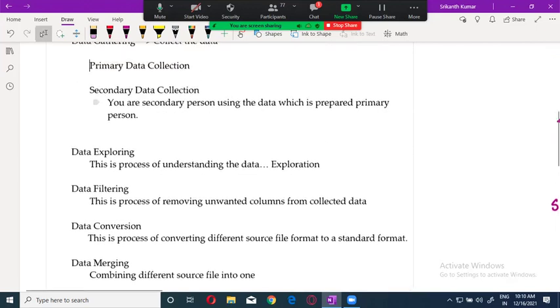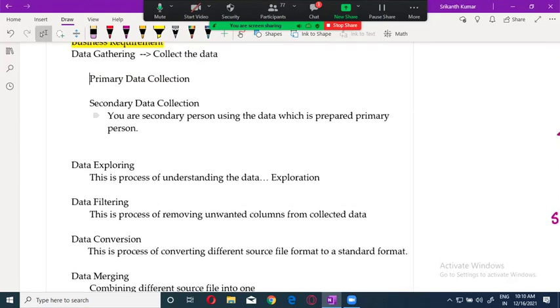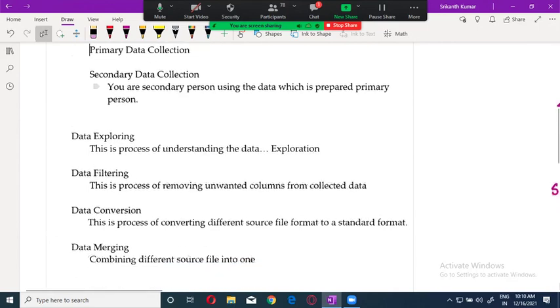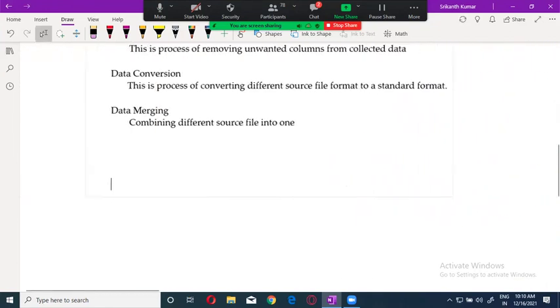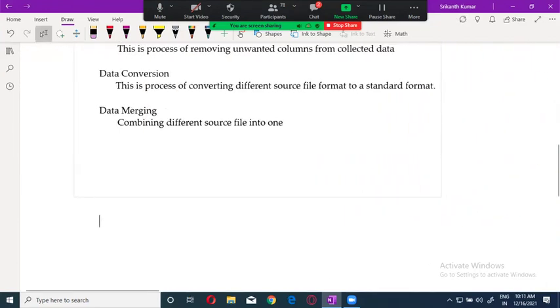But if the source from which you are getting the data is really reliable, then you can go with this. Now, when can we apply secondary data collection? When we have less time and the budget is less. When we do not have enough budget, and the time to deliver the project is less, we have to do it very quickly, then we will go with secondary data collection. I will write it down somewhere else.